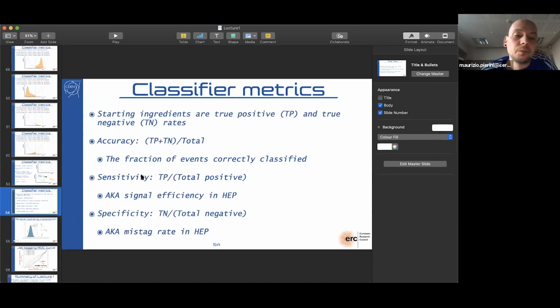There are many metrics that people compute, like accuracy, which is basically the fraction of events which are correctly classified. So true positive plus true negative divided by the total. The sensitivity, which is the true positive divided by the total positive, which we call the signal efficiency. Specificity, which is what we call mistag, and so on and so forth.